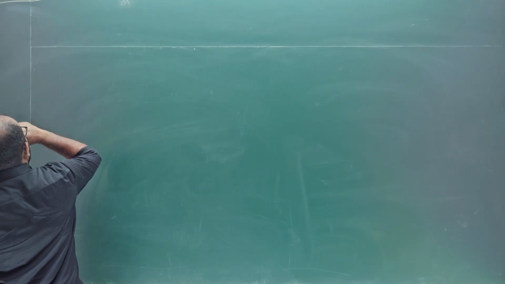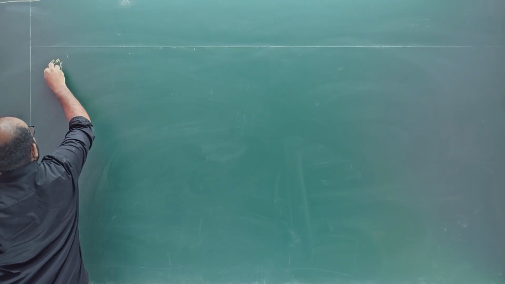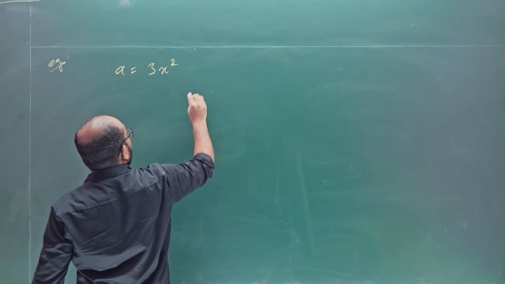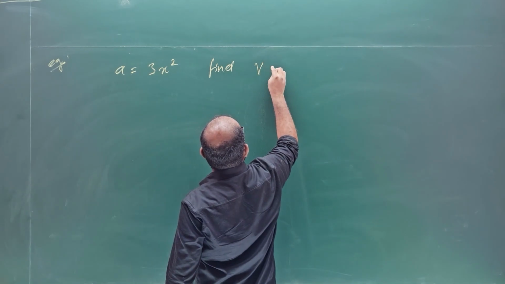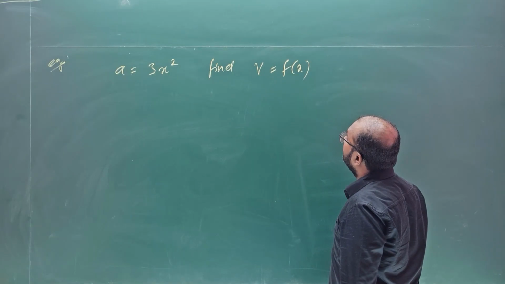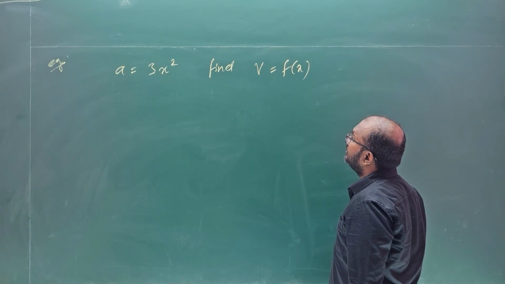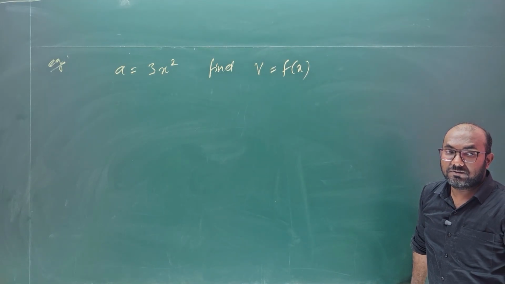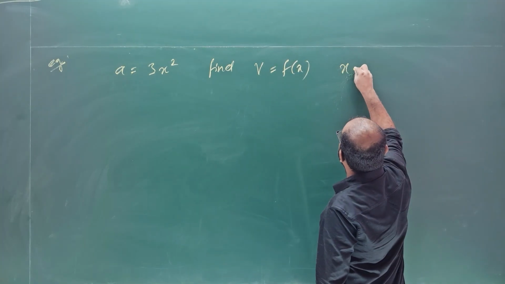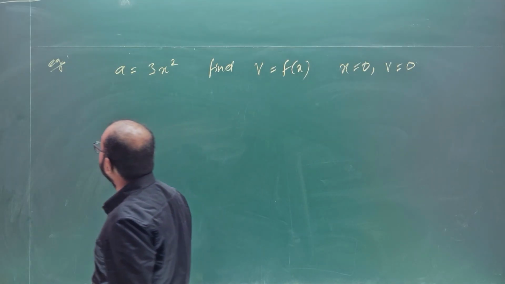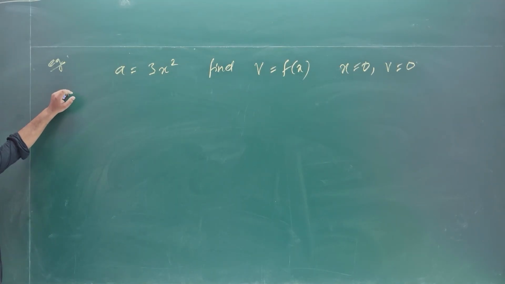Okay, and the next question is, a is given, a equals 3x square. Find v as a function of x. At t equals 0, x equals 0, and v is also 0. So x equals 0, comma, v is also 0. Now listen to me, I will do one, you have to try the next one.